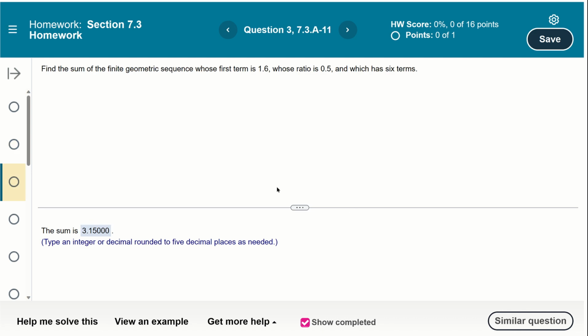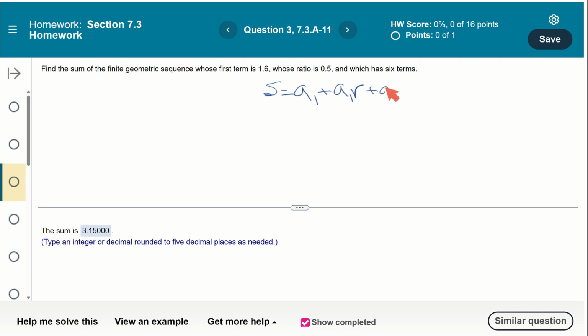All right, for this problem, I want to remind you that we're looking for the sum of the finite geometric sequence whose first term is 1.6, ratio is 0.5, and has 6 terms. So the way that sum works is the following. We're looking for a sum of a series of this type where we have a first term. Remember, geometric series are not like arithmetic series where you just add to each term to get the next term. You multiply by what's called the common ratio.